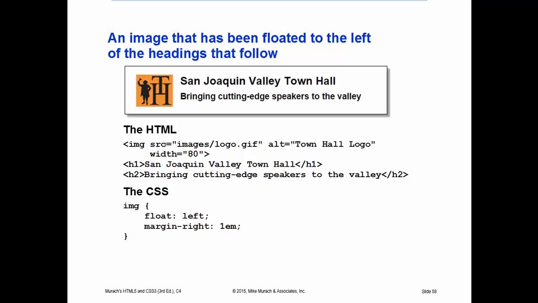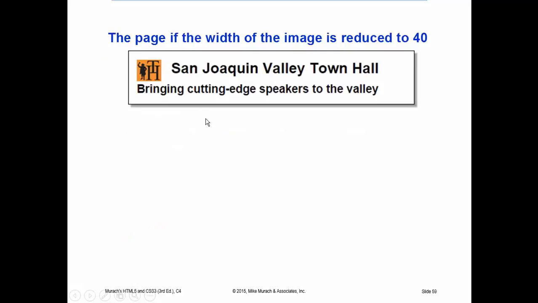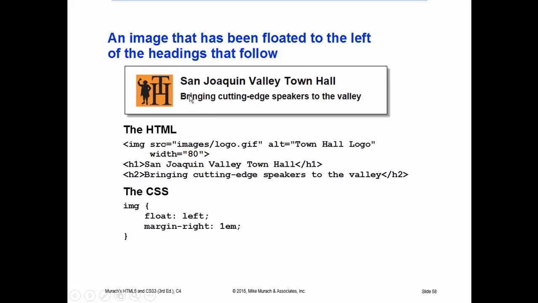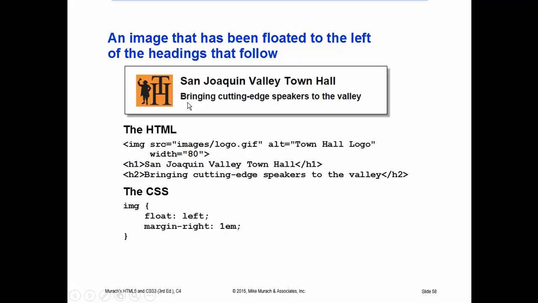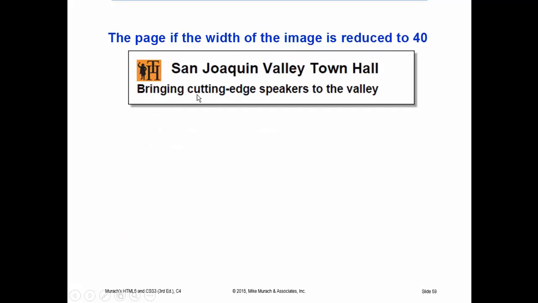So notice we're floating. We're telling it to float to the left and have a margin right of 1em, and then put the other stuff in it. All right? So it takes that and converts it to that. So it's the same thing, but it's if you decrease the width. Okay?